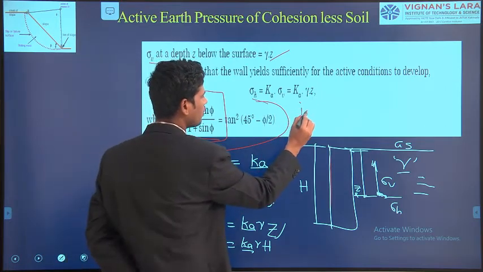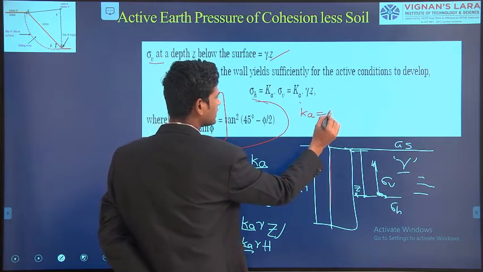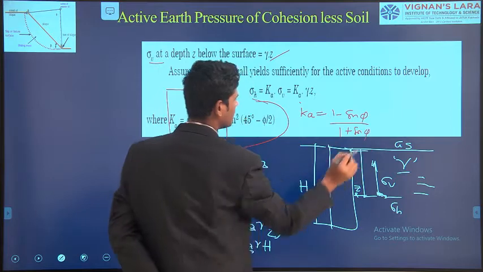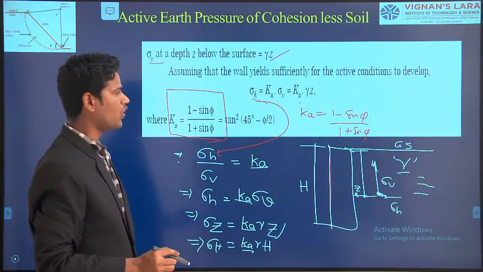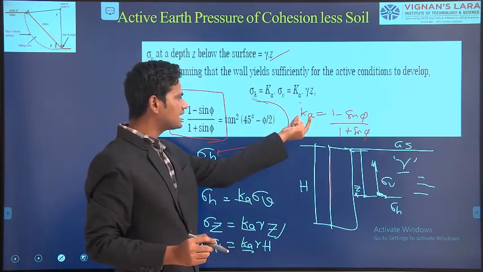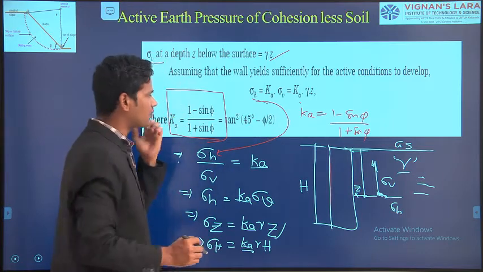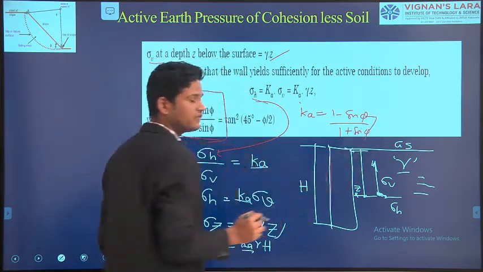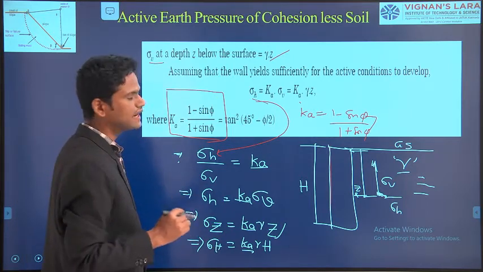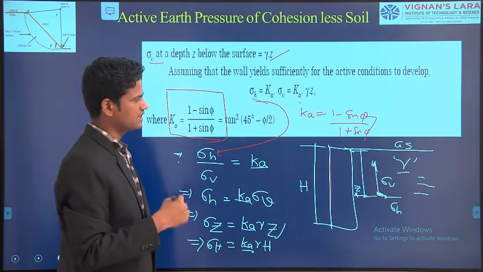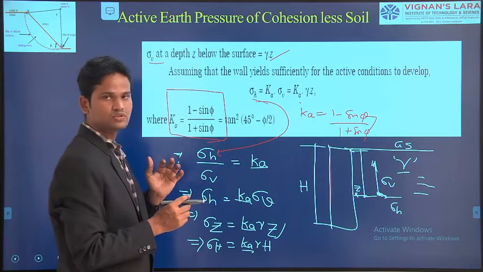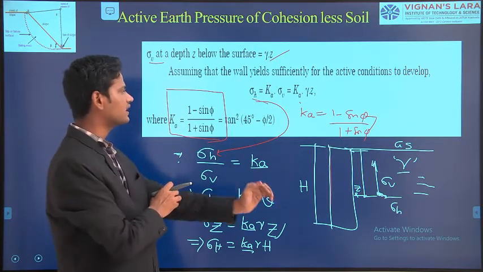This Ka value, the coefficient of active earth pressure, we take as Ka equals 1 minus sin phi divided by 1 plus sin phi. This is the active earth pressure coefficient, used when the wall is moving away from the soil. The angle of internal friction for different types of coarse grained soils is determined by experimental investigation. The experiment may be a direct shear test or a triaxial shear test, and after performing it you get the angle of internal friction.